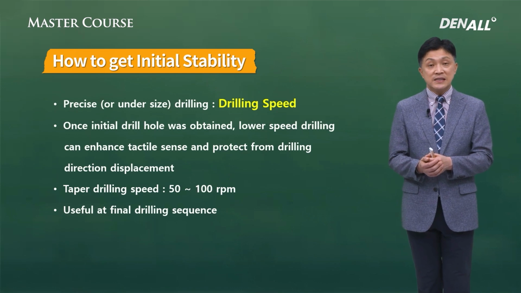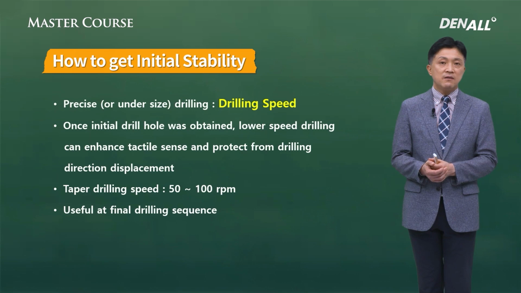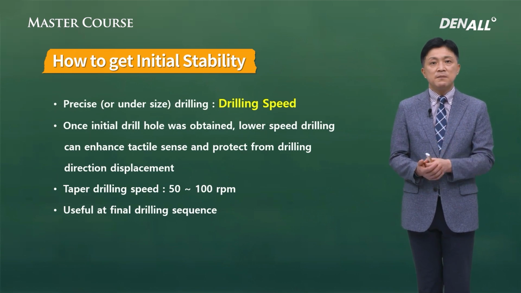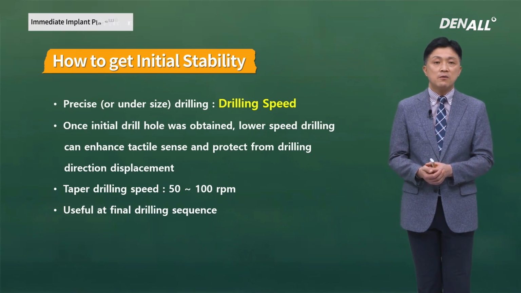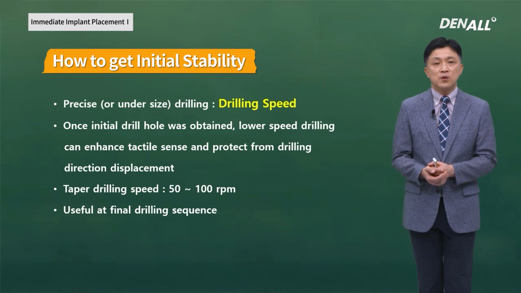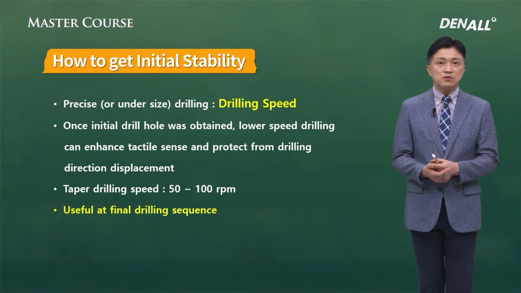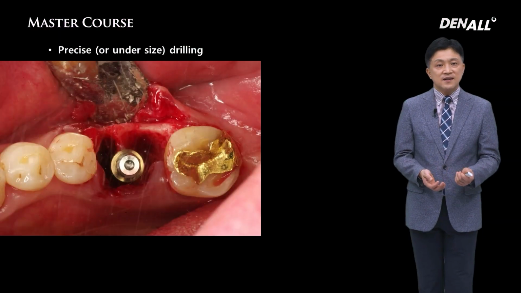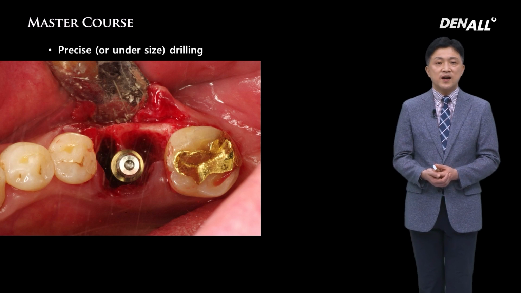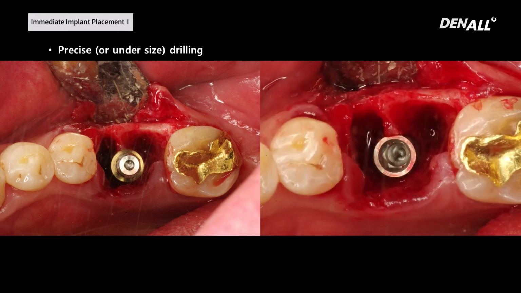If undersized drilling is necessary, or if it is deemed that undersized drilling is okay, as shown, in order to drill accurately, I drill at 50 to 100 RPM as a final drill. I believe this is quite useful. You should not start off with a low speed drill. If you use high speed and you are unsure how deep you are in the final drilling sequence, you can use low speed drilling. That is recommended. Using this method on the septum, the implant has been placed accurately. This is how the implant has been placed.